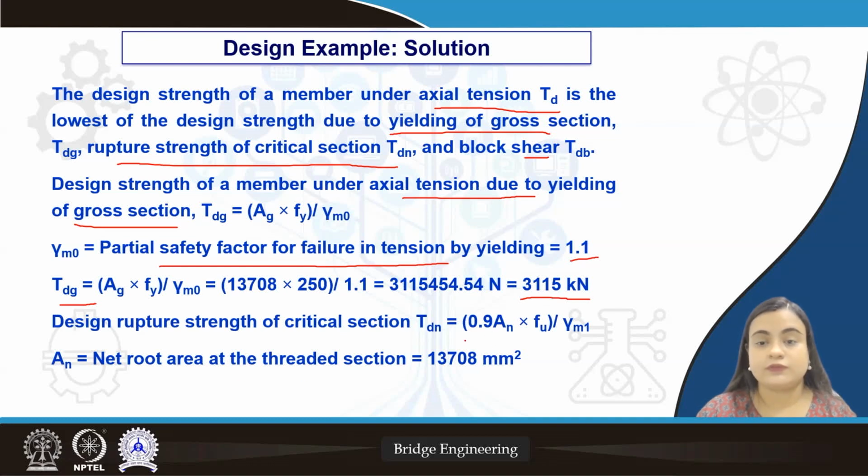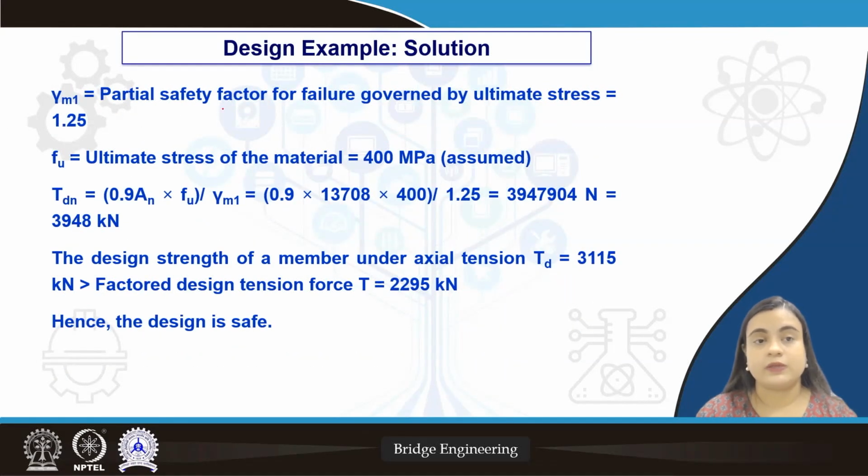Design rupture strength of the critical section TDN is obtained to be 0.9 times AN times Fu by gamma M1, where AN is the net area of the threaded section, that is taken to be the gross area of the section, 13708 mm square. Gamma M1 will be equal to the partial safety factor for failure governed by ultimate stress, that is equal to 1.25. Fu is the ultimate stress of the material, that is assumed to be 400 MPa.